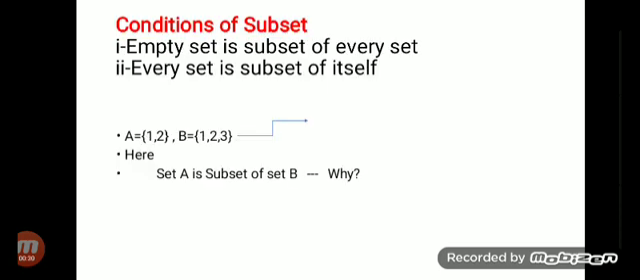Students, there are two main conditions of subsets. The empty set is a subset of every set, and every set is a subset of itself. For example, set A contains 1 and 2, and set B contains 1, 2, 3, and these are called elements of subsets.